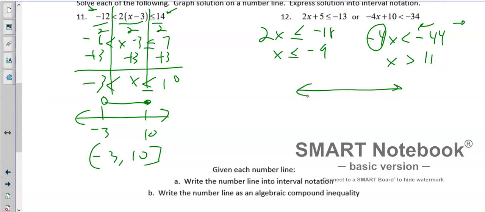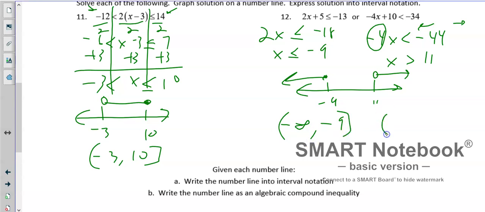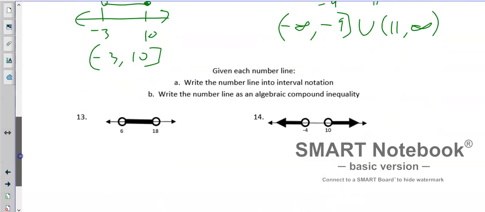Number line, negative 9 over here, 11 over here, solid dot, open dot, greater than 11, less than or equal to negative 9. So that's negative 9 going towards negative infinity on the left side. Bracket, parentheses, 11 going towards positive infinity on the right side. And we put the union symbol in between. And we're almost done.